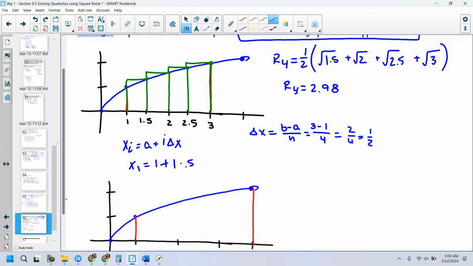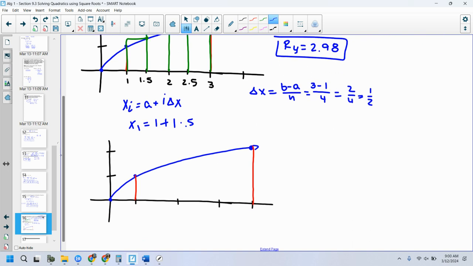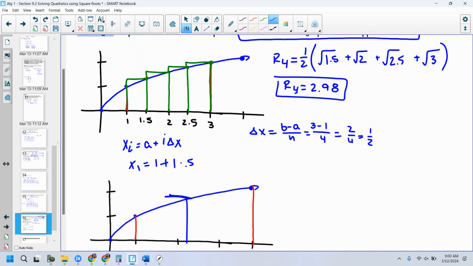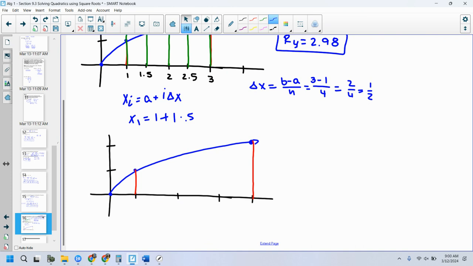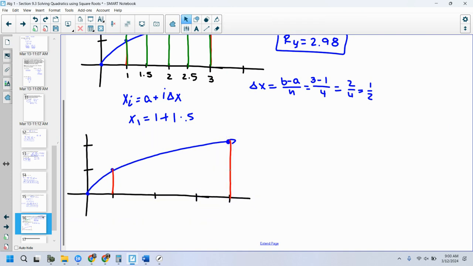Okay, so let's take a look at, is that an over approximation or under approximation? That one's an over, right? Because I see extra area added in there. Okay, let's take a look at this one. Let me fix this one. Scroll down a little bit. There we go. Okay, so this one is going to be left side approximation.